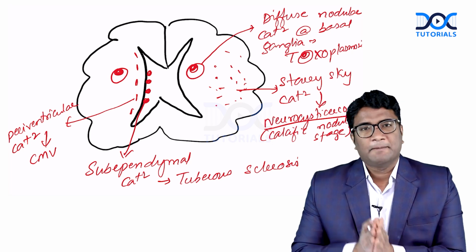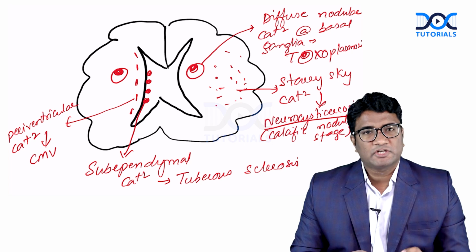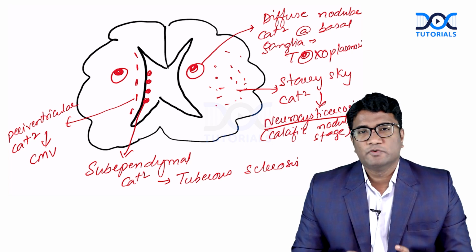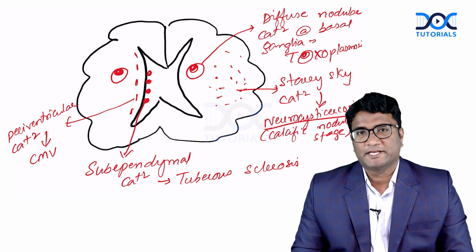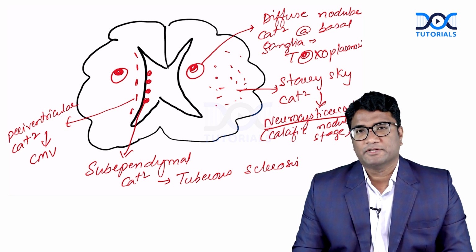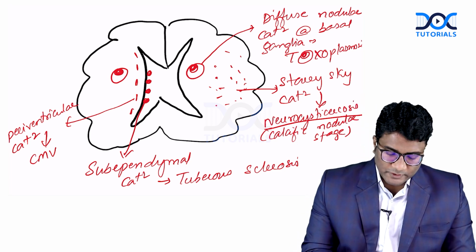So, once again, periventricular calcification, cytomegalovirus. Subependymal calcifications is tuberous sclerosis. Diffuse nodular calcification, especially in the region of the basal ganglia, is toxoplasmosis. Starry sky appearance is a feature of neurocysticercosis. Which stage? Calcific nodular stage. Let's move on to the next one.